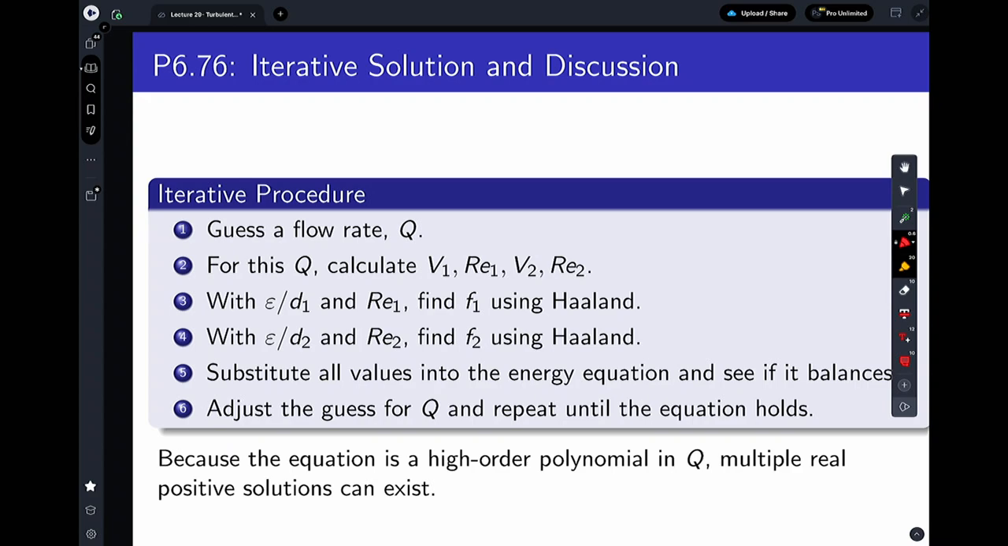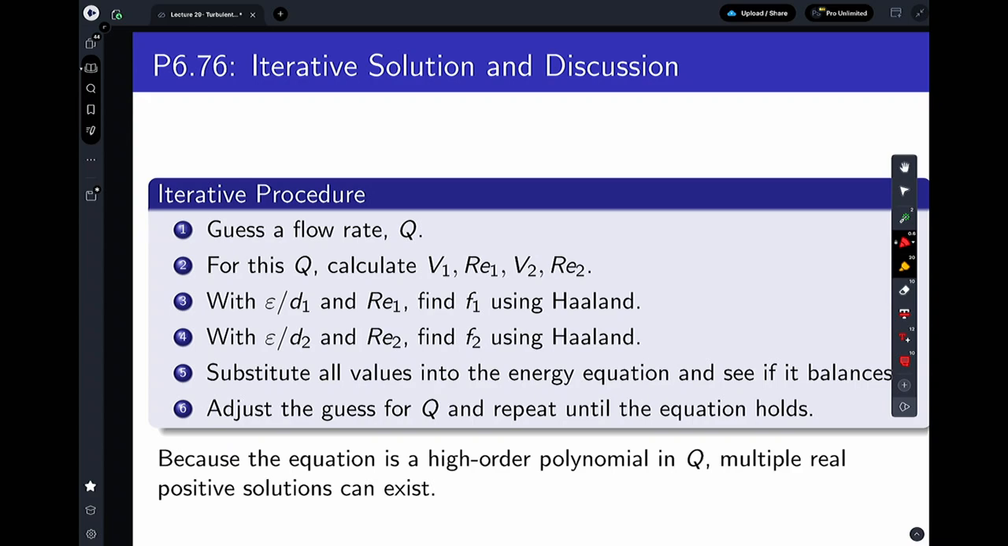I'm going to guess a flow rate. Then I'm going to iterate or calculate V1, RE1, V2, RE2. Then with epsilon over D1 and Reynolds 1, find F1 using Holland. With epsilon over D2, find F2 using Holland. And again, as much as possible, I am not going to use the Moody diagram to do this. Substitute all values into the energy equation, see if it balances. Adjust Q until the equation holds.